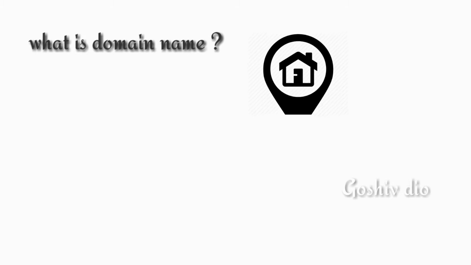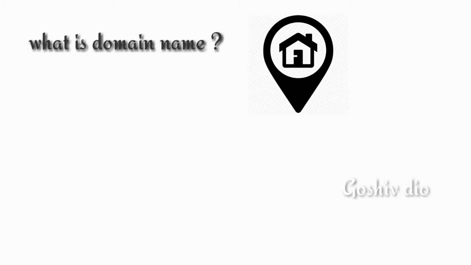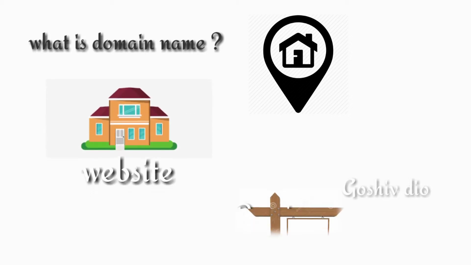A domain name is the address of your website that people type in the browser URL bar to visit your website. In simple terms, if your website was a house, then your domain name would be its address. Hope you understand what a domain is. Then we have to see why it was invented.